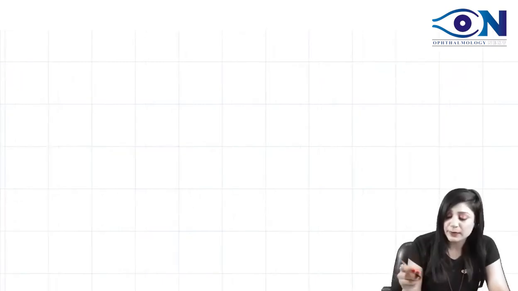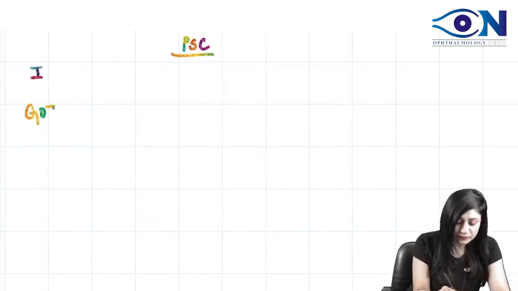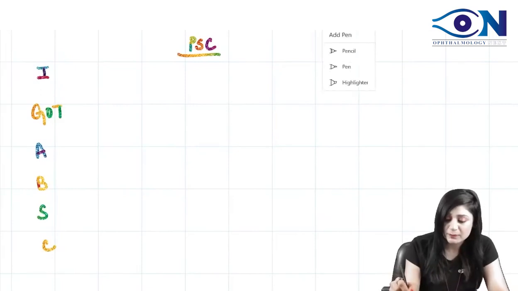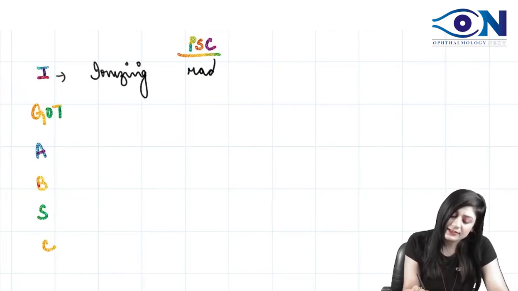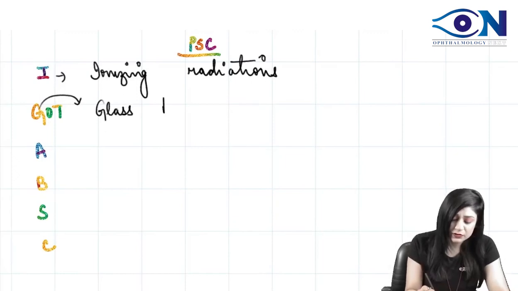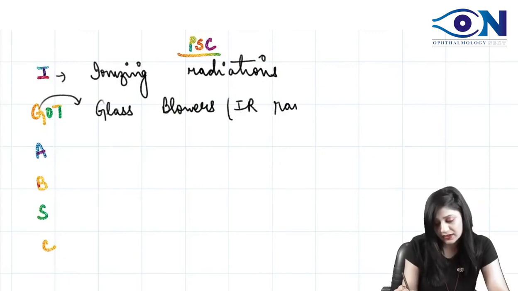Now, important thing for you people. What are the causes of posterior subcapsular cataract? You can easily remember the causes of posterior subcapsular cataract with the help of this mnemonic. I for the ionizing radiations. So radiational cataract is posterior subcapsular cataract. G for glass blowers cataract, which is caused by the IR rays, infrared radiations.